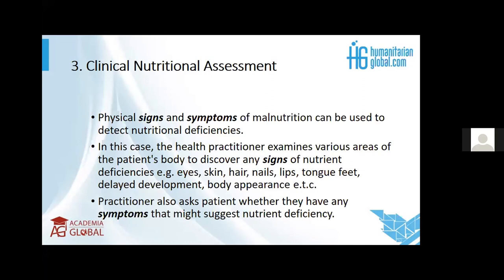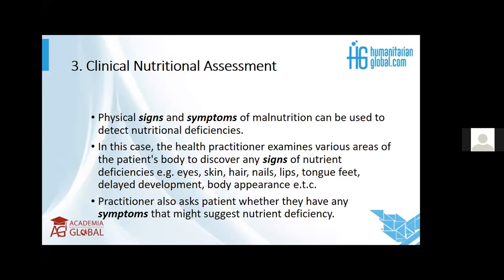We said you also have to interview the patient or the individuals, and ask them how they feel. You will get feedback, such as somebody may be feeling fatigued, another one may be feeling dizzy. You have to note all that down, because all that information, you will use it to indicate what the problem can be. So that is what clinical nutrition assessment is.